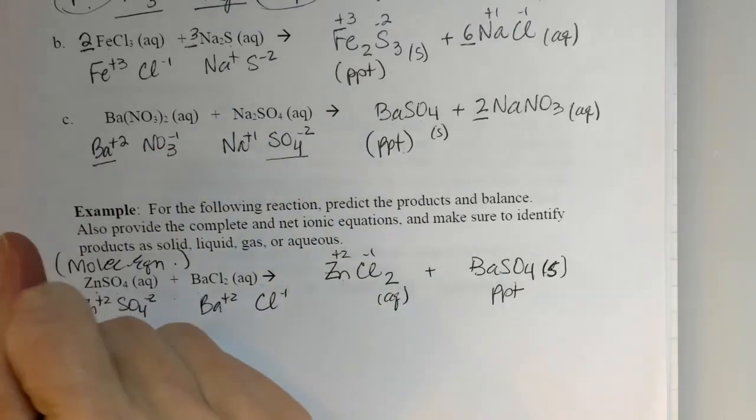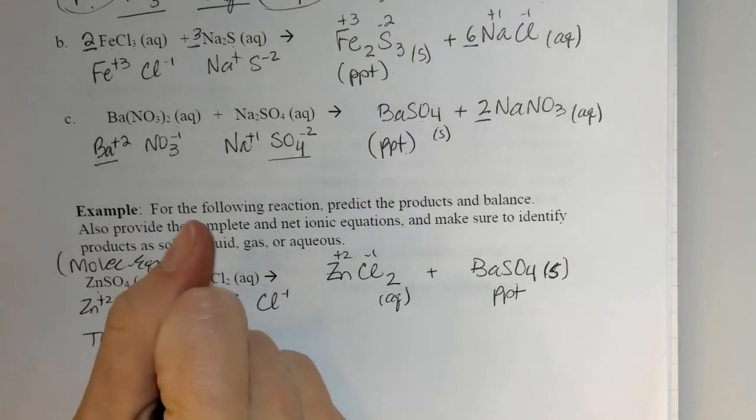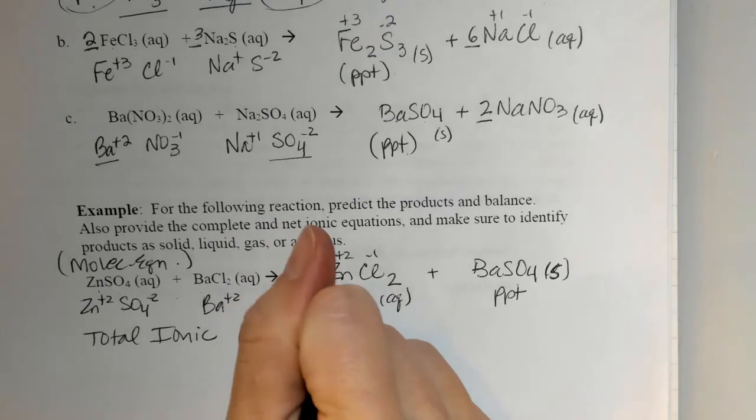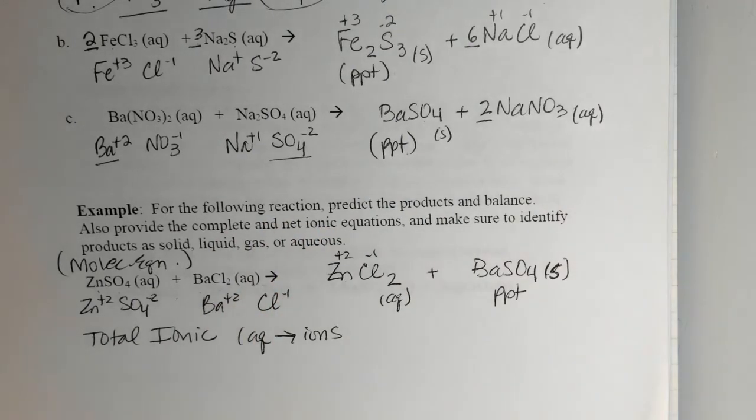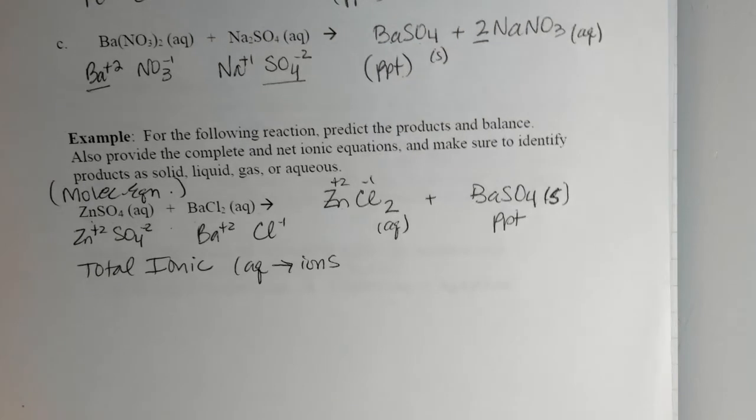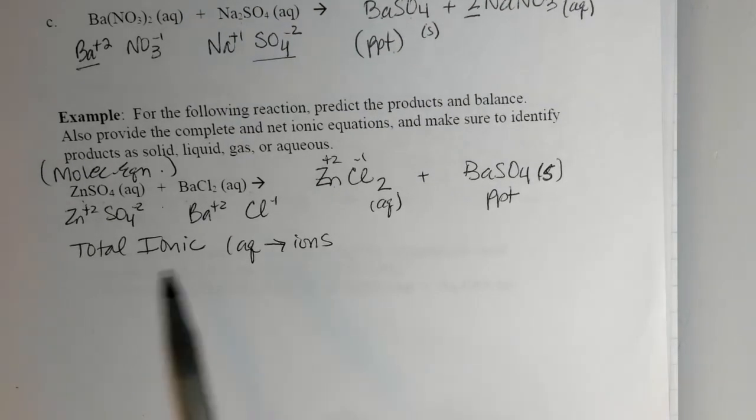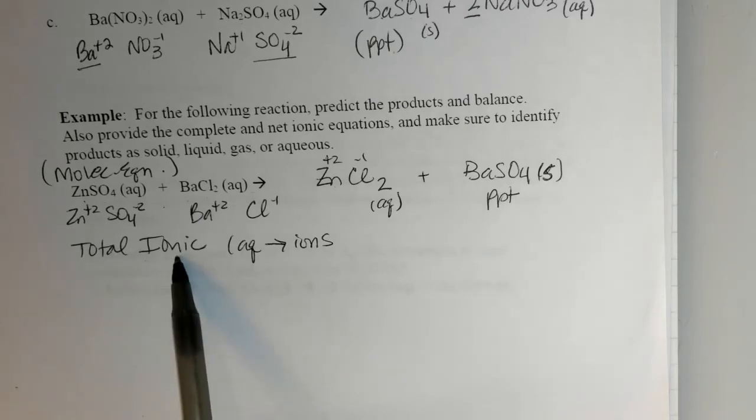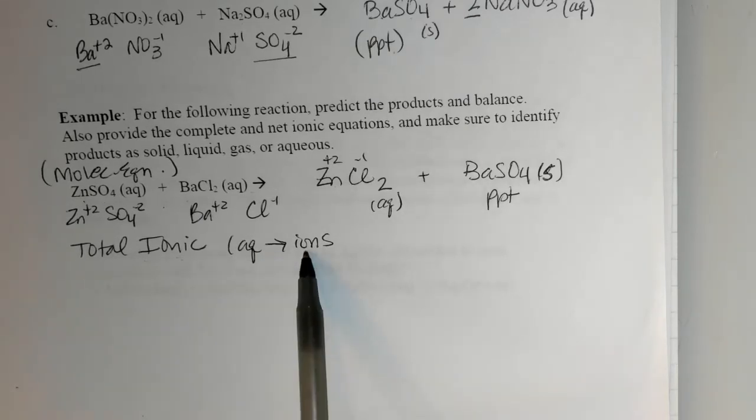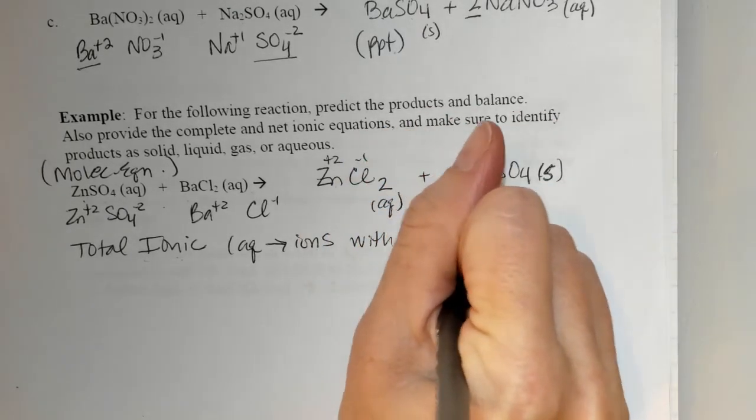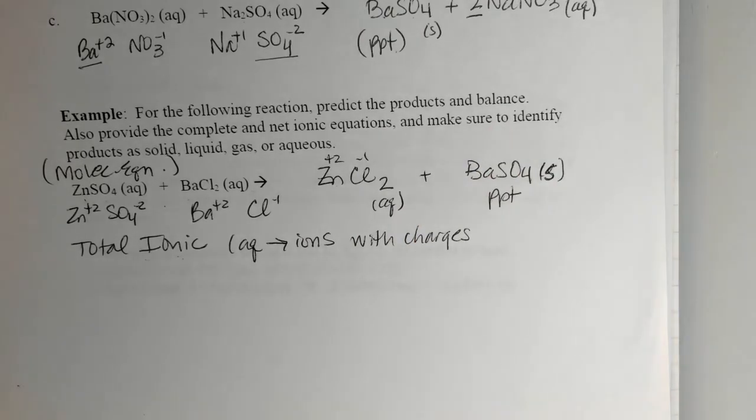When we break this up into a total ionic equation, what we want to do here is anything aqueous, we're going to break up into ions, right? Because really, if we think back to the sodium chloride dissolving in water, it doesn't stay sodium chloride. It turns into sodium ions and chloride ions. So in an ionic equation, that's really what we want to focus on. It's the ions that are in the solution. So anything aqueous, break up into the ions. Remember, ions must have their charges on them. So make sure that your ions have charges attached.